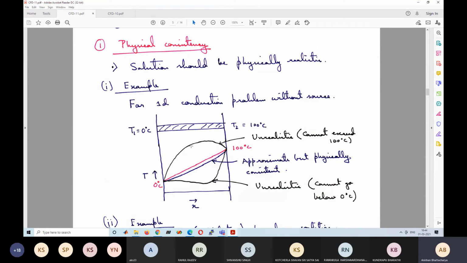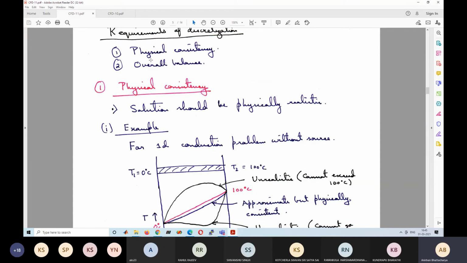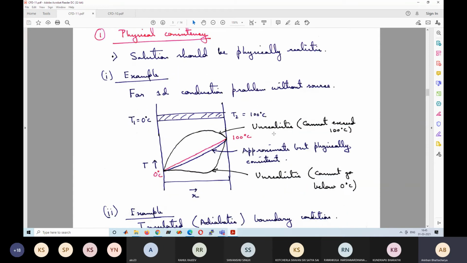But this top black line is showing that it is going beyond 100 degrees centigrade. Similarly, the bottom black line is showing that it is going below 0 degrees centigrade. So these are physically inconsistent, unrealistic. If we get this type of solution, or if our discretization method gives this type of solution, it does not follow the requirement of physical consistency.